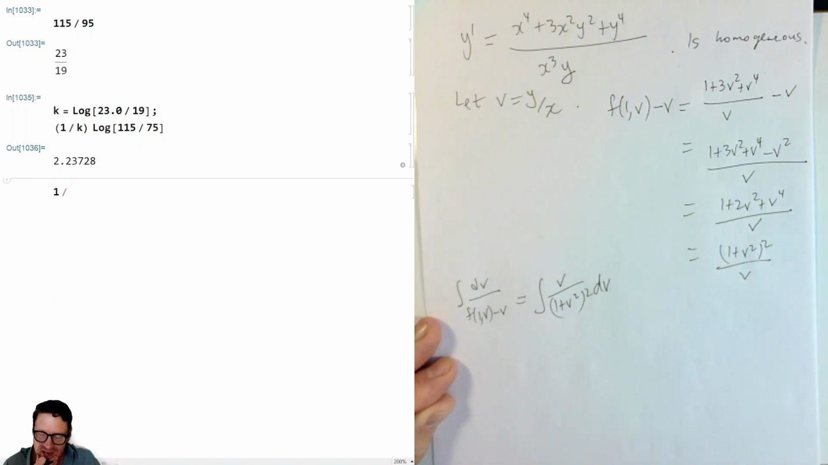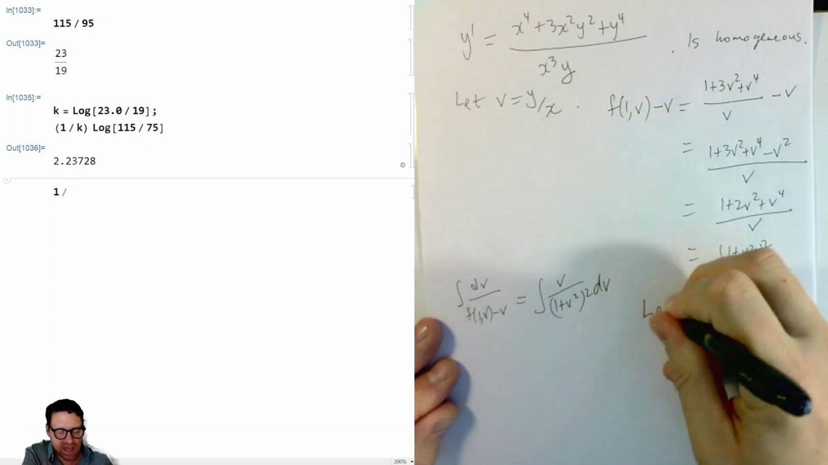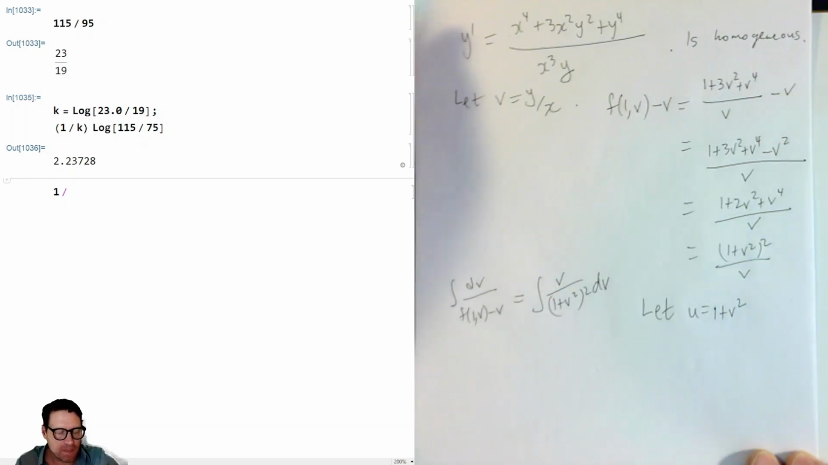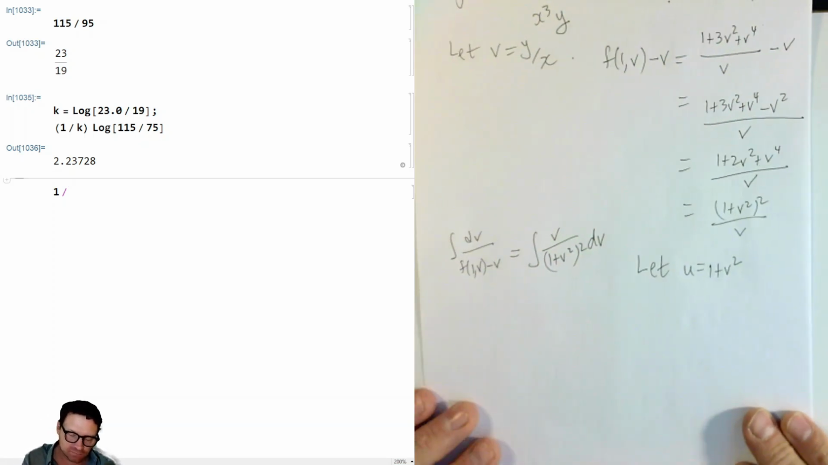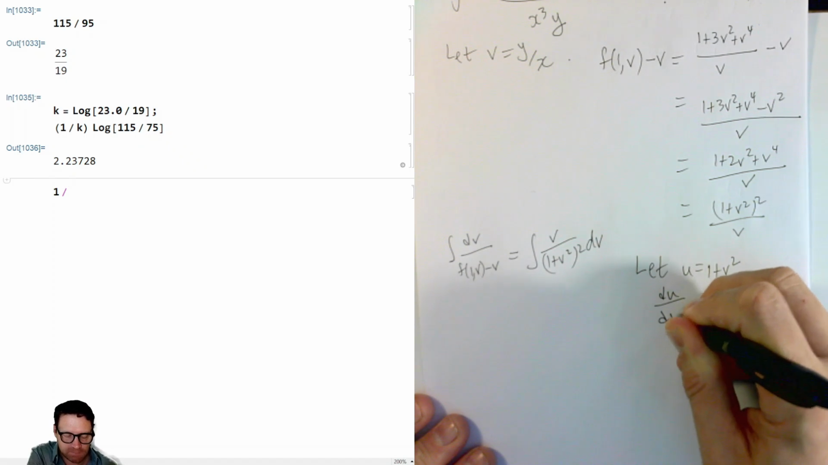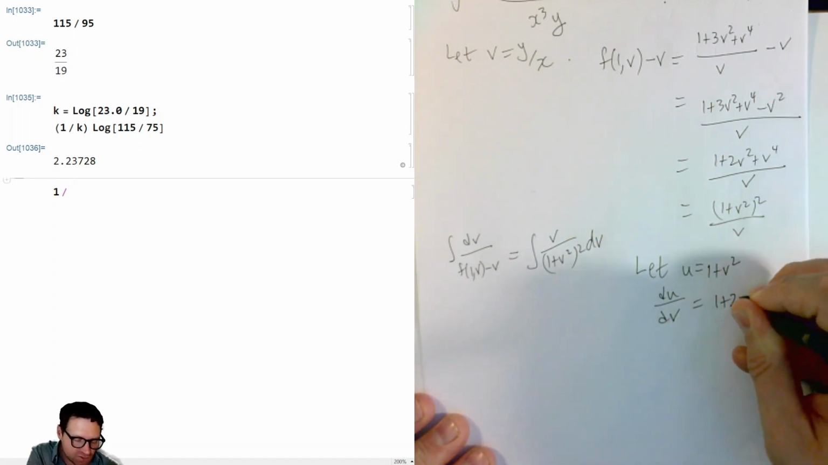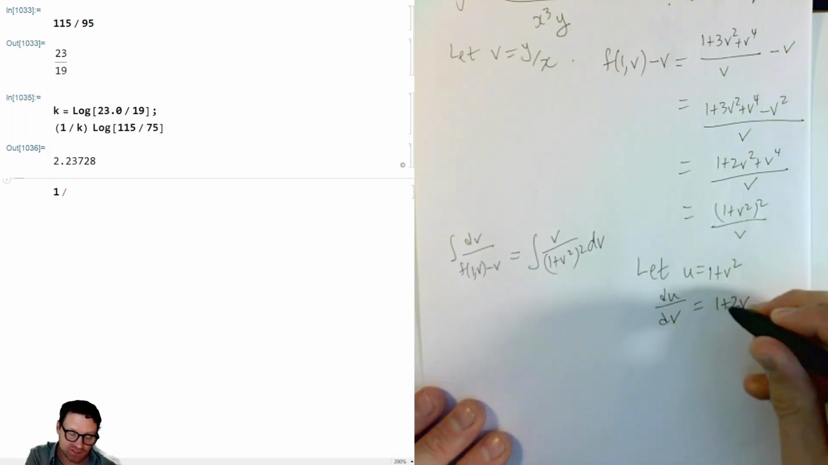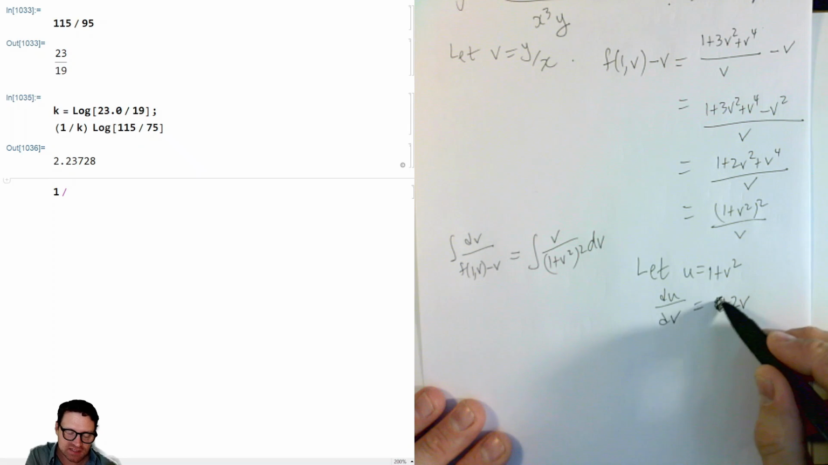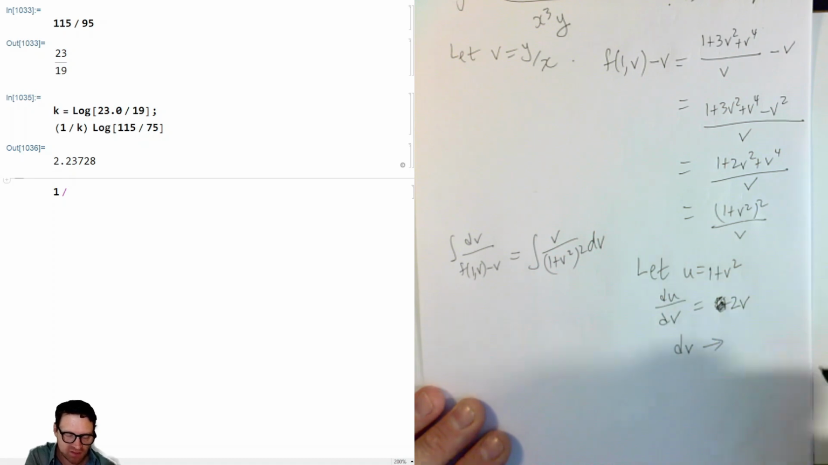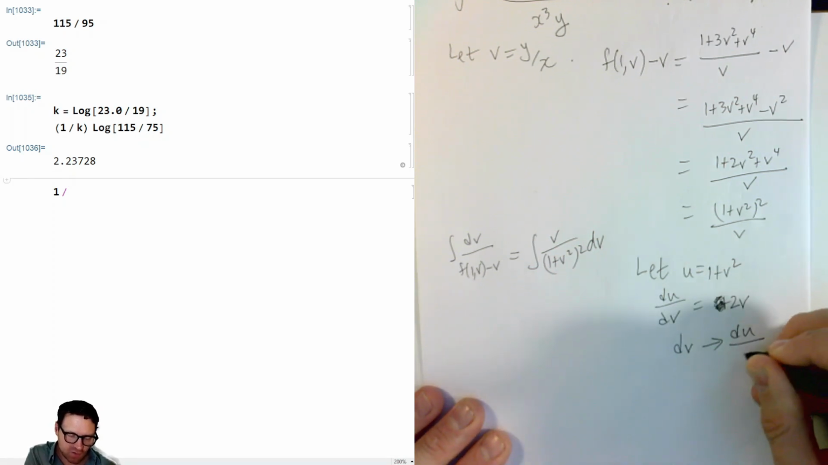Now, what we can do is set out a substitution. Let u be equal to 1 plus v squared. Okay, and so we want to differentiate u. So du on dv is 1 plus 2v. And so this tells us then how to... Oh no, it's just 2v, isn't it? There's no 1 there. So 2v, this tells us how to replace dv. So what we want to do in our integral is replace dv with du over 2v.